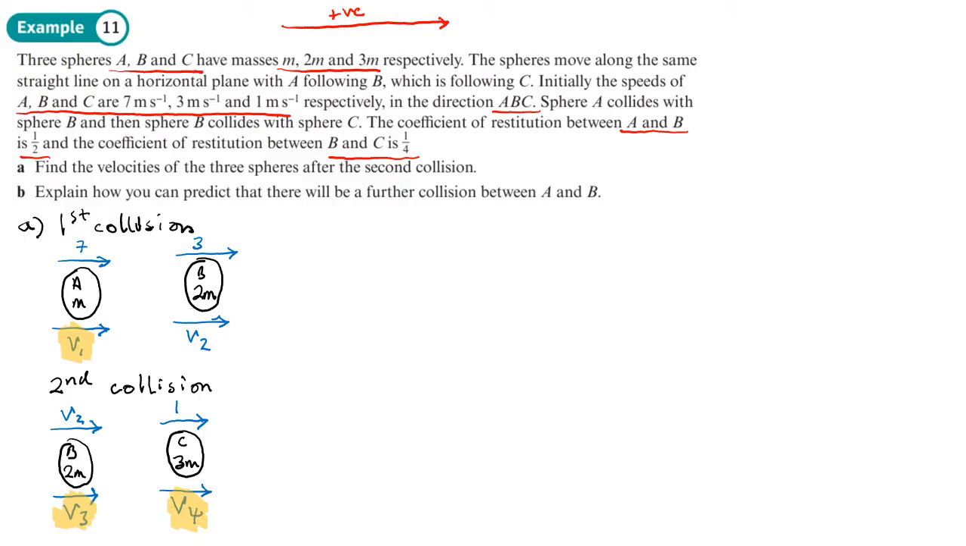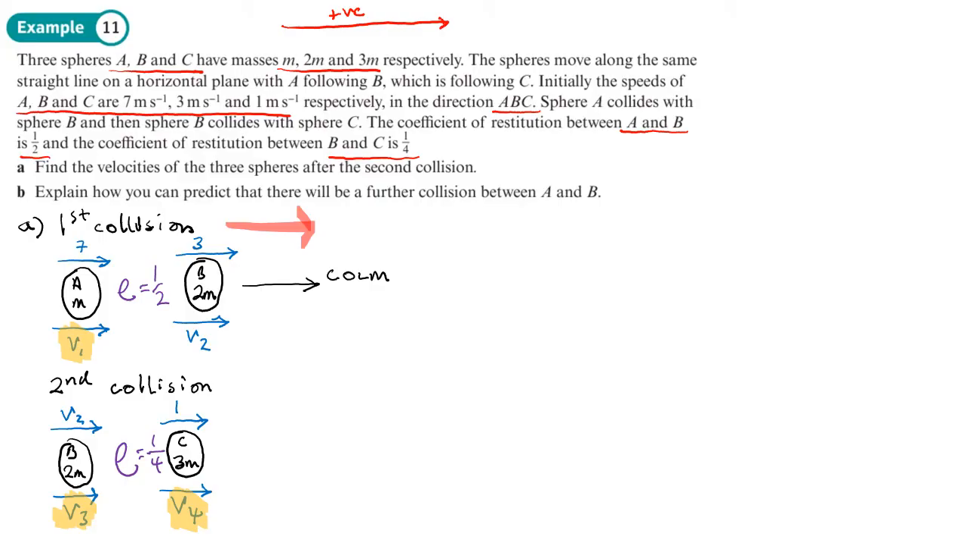Let me choose a positive direction. So I'm choosing this direction here as positive, and let me put the values of e for each one. For the first one, the coefficient of restitution is a half, and for the other two it's a quarter. So the equations I'm going to be using are conservation of linear momentum and coefficient of restitution. Let's start with this first lot here, and let's do our conservation of linear momentum.